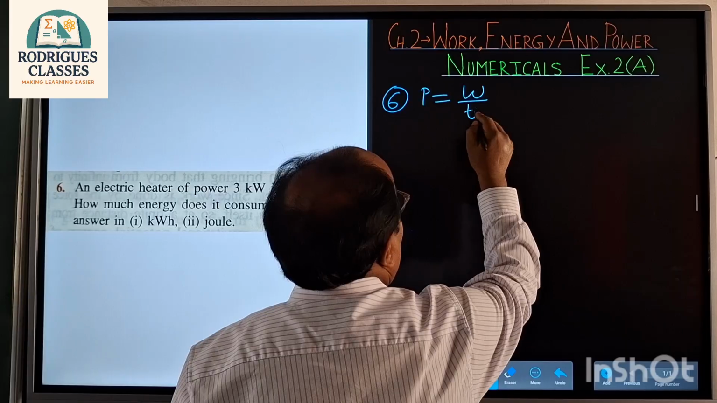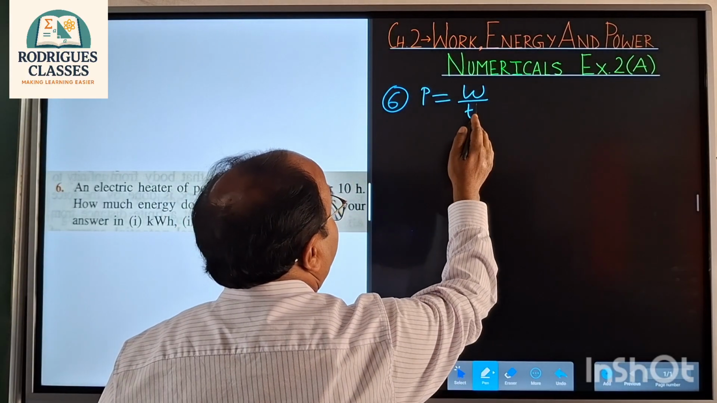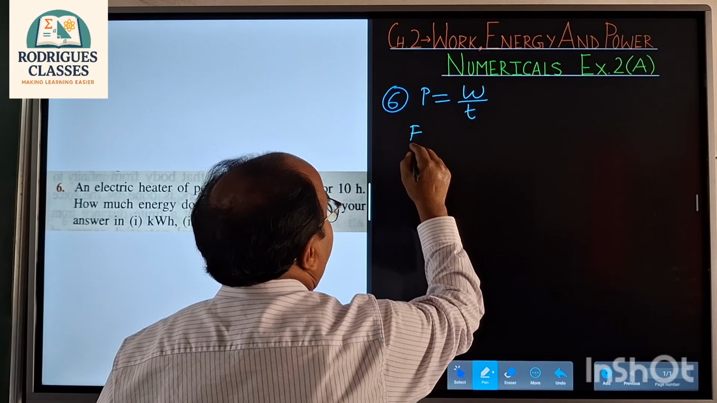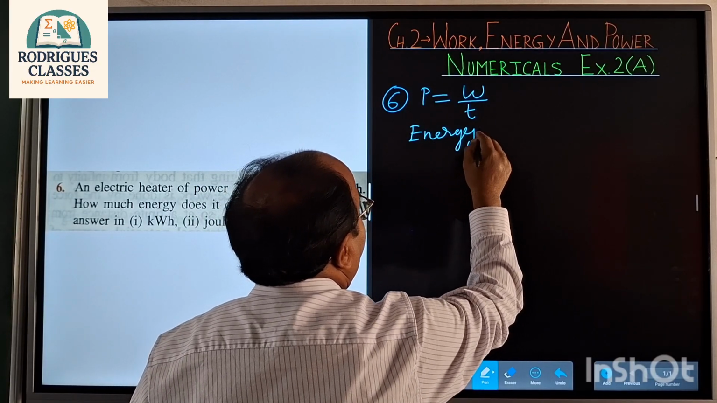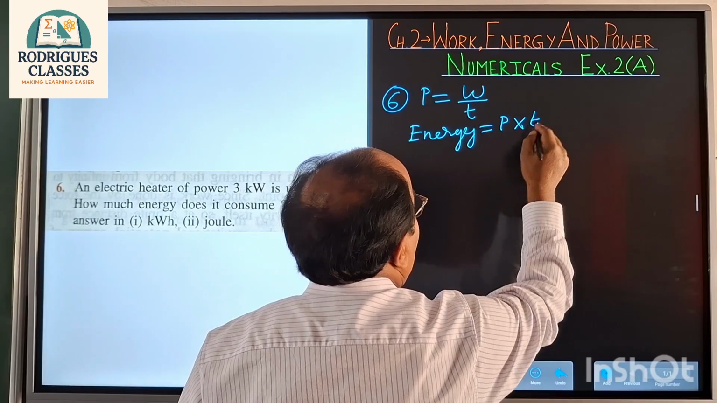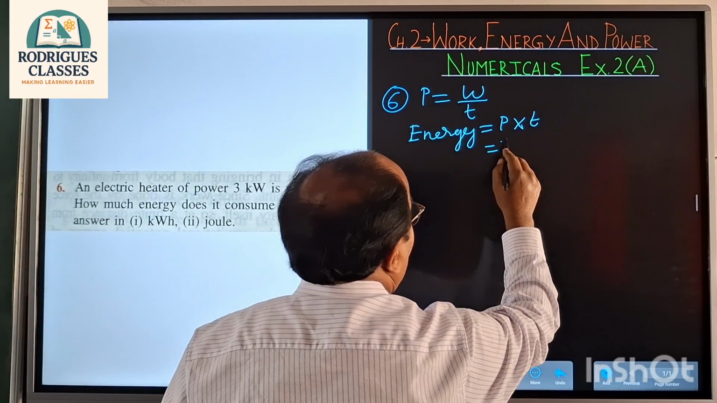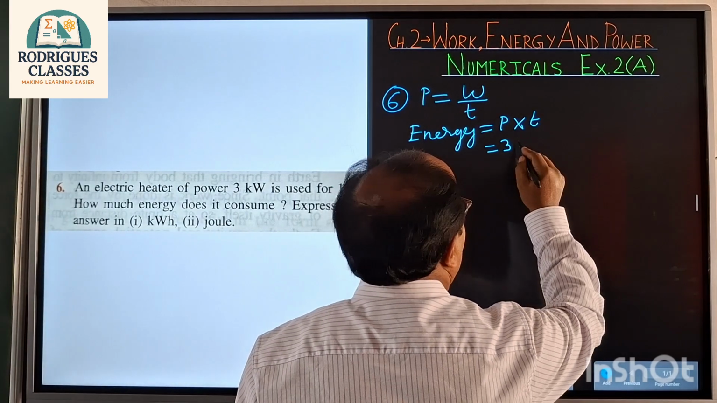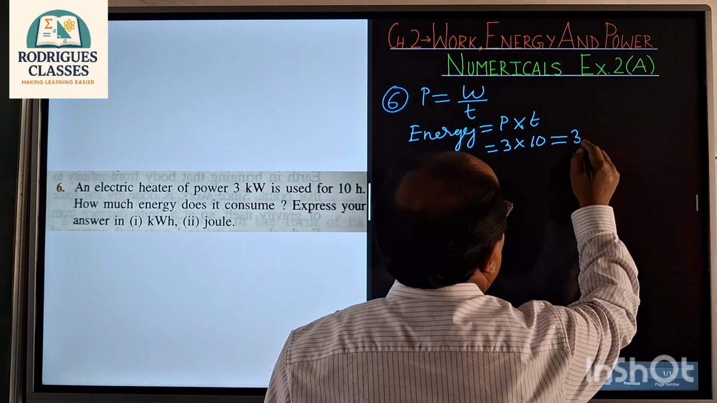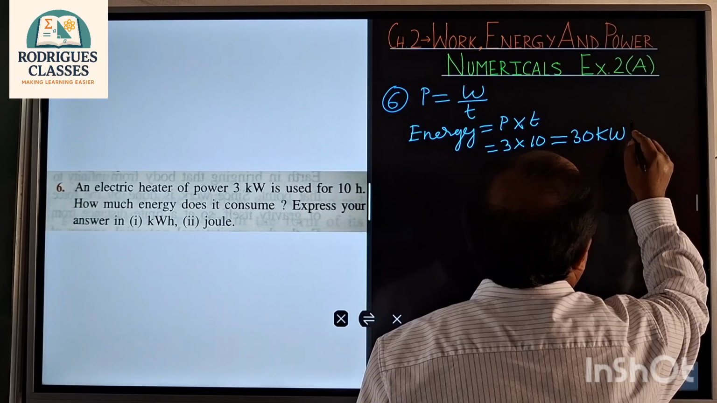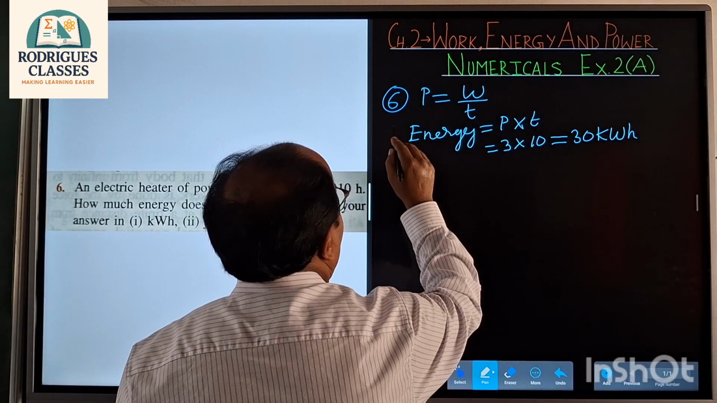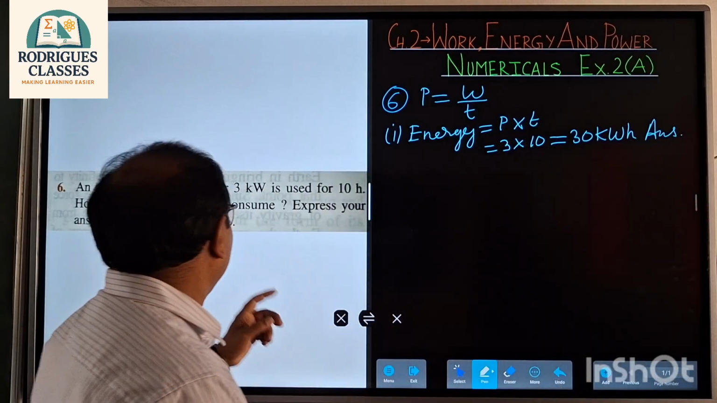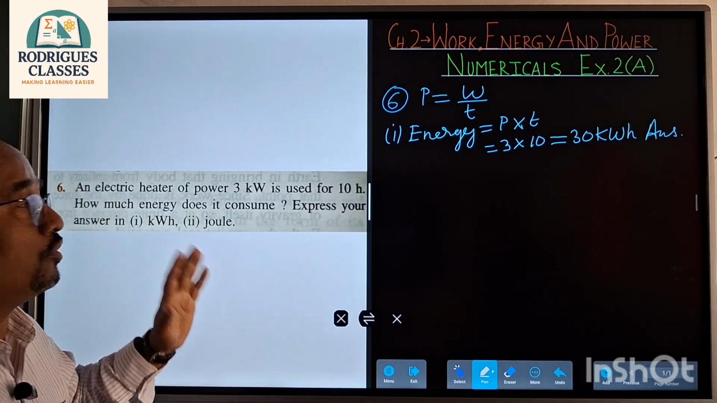So we write here power is equal to work done by time. I can cross multiply. I will get work done over there, which I can write as energy. So energy, I get it as power into time. Power is 3 kilowatt. I will not change it because we need it in hour, and time is 10. So I get 30 kilowatt hour. So this is my first answer. Okay, 30 kilowatt hour.